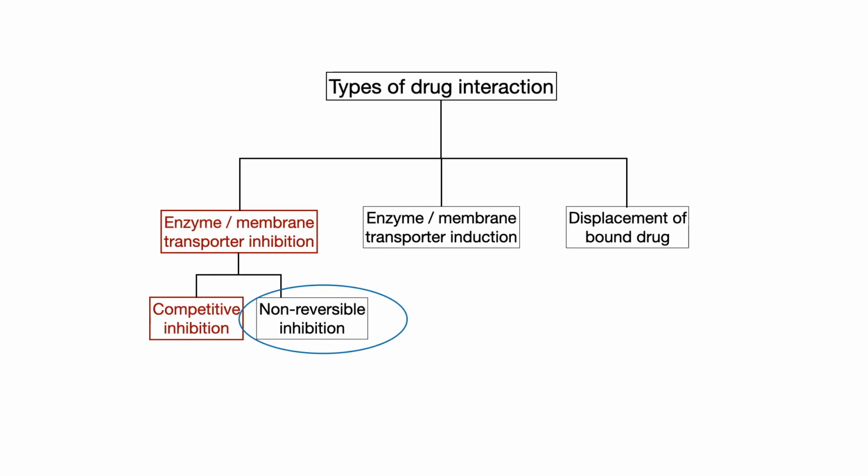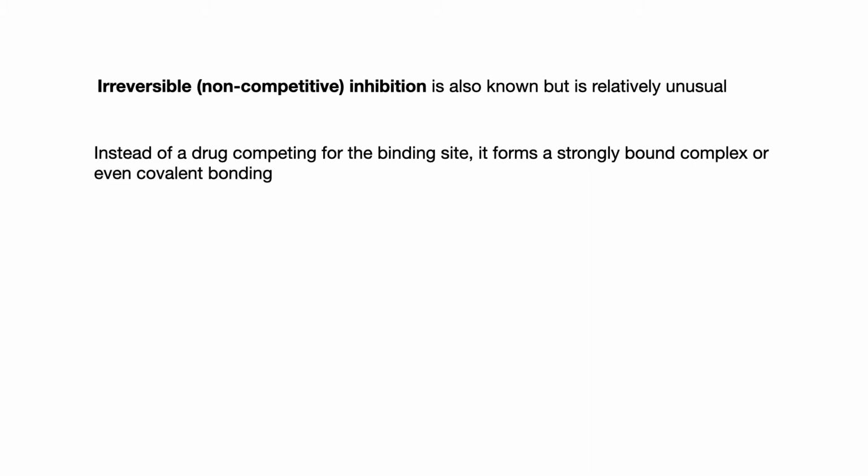So that's competitive inhibition. Now we can return to our classification and look at a little bit more detail on non-reversible inhibition. Irreversible or non-competitive inhibition, various names of the same thing, is relatively unusual. But instead of a drug competing for the binding site, the drug binds very strongly. It forms a tightly bound complex, or even occasionally it covalently binds into the binding site.